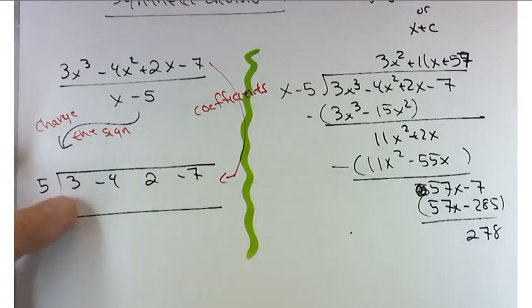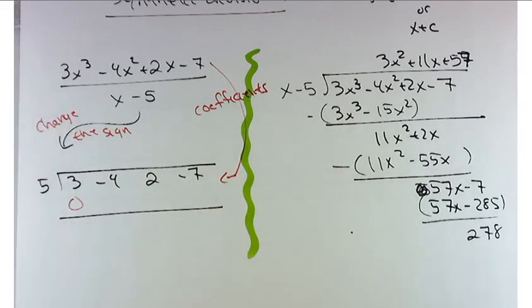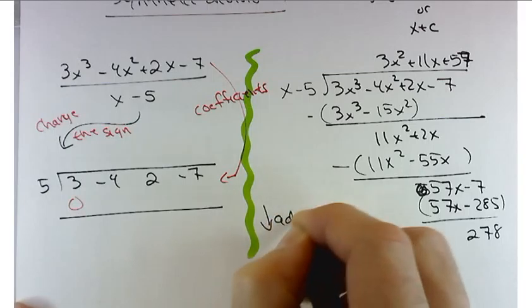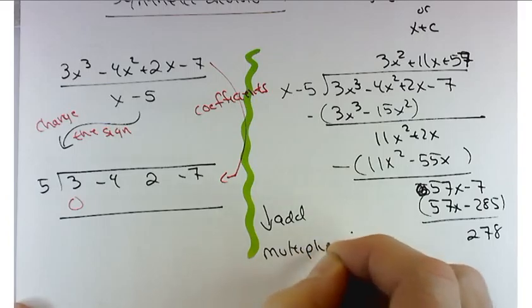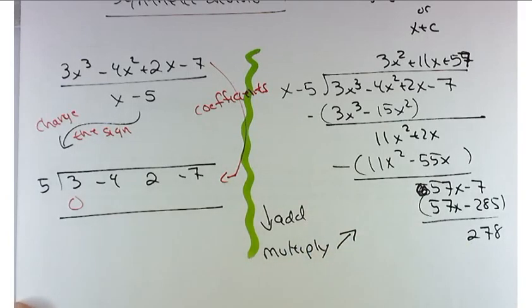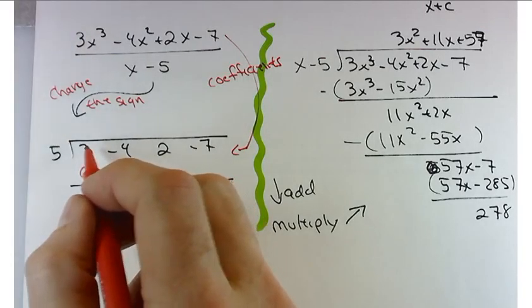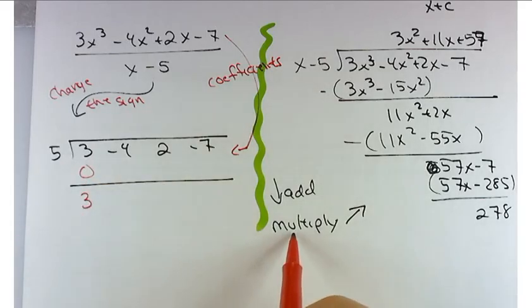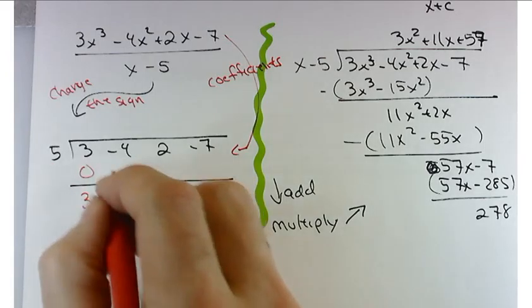Now, the first one, and only the first one, is going to get a 0. The rest of these, we're going to have some stuff that we can put here. And there's two basic things that are going to happen. You're going to add to go down and multiply to go up and to the right. So, starting here, I'll add going down. 3 and 0 gives me a 3. And then multiply. What do you think I should multiply the 3 by? 5 times 3 is 15.